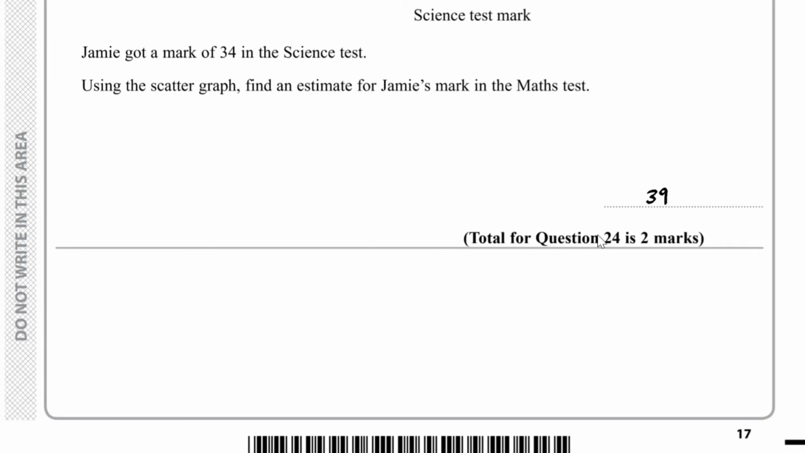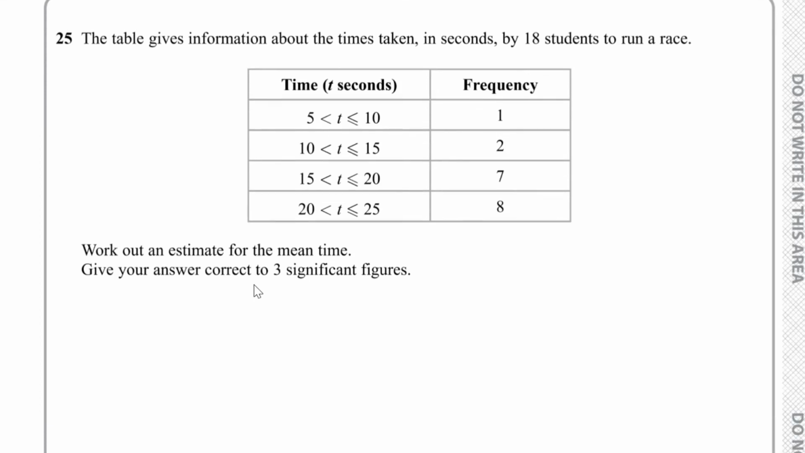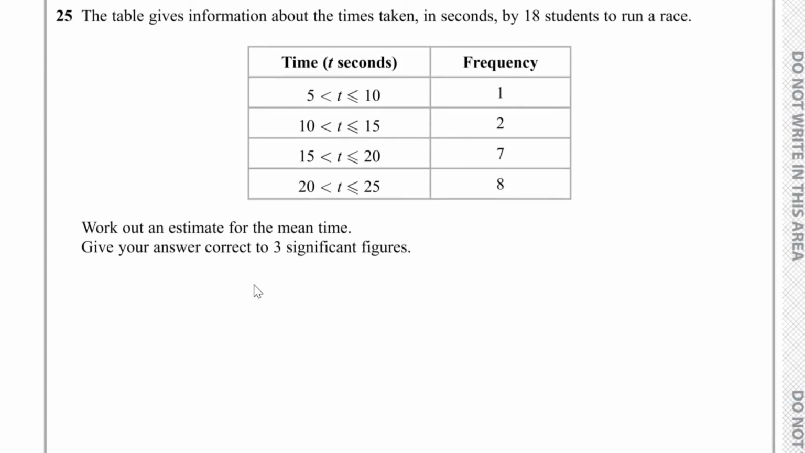Okay, so now for the next part of the question. The table gives information about the times taken in seconds by 18 students to run a race. So we see that over here, and we have to work out an estimate for the mean time, giving your answer to 3 significant figures. First thing we need to do is find out the midpoints of each of these categories. So here we have 7.5, here we have 12.5, here we have 17.5, and here we have 22.5.